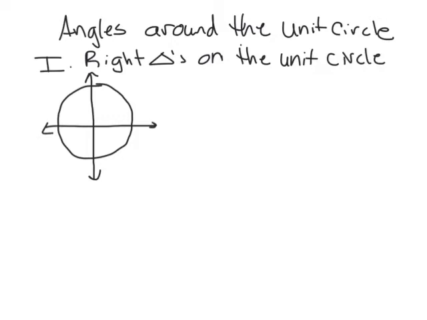In this lesson, we're going to start talking about angles around the unit circle, and what we want to get to over the next couple of days is to be able to evaluate the trig functions, sine, cosine, and tangent, for all of our special angles all the way around the unit circle, so all through the 360 degrees, or the 2 pi if we're talking about radians.